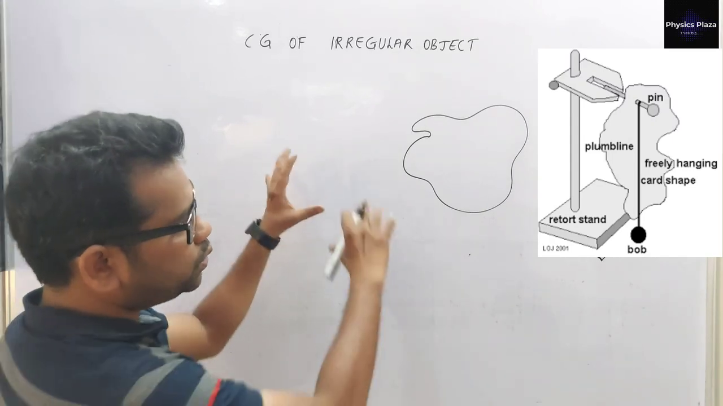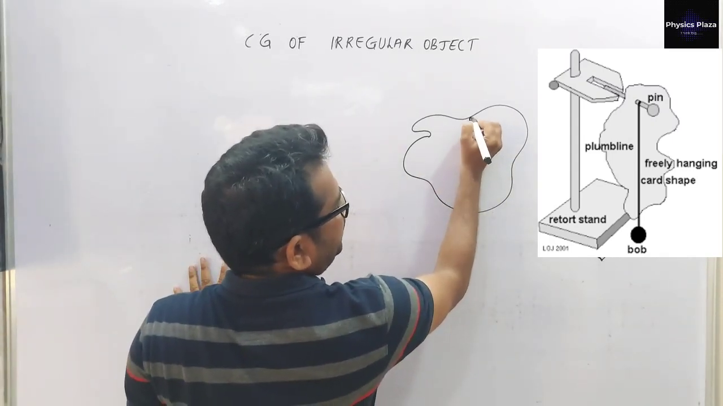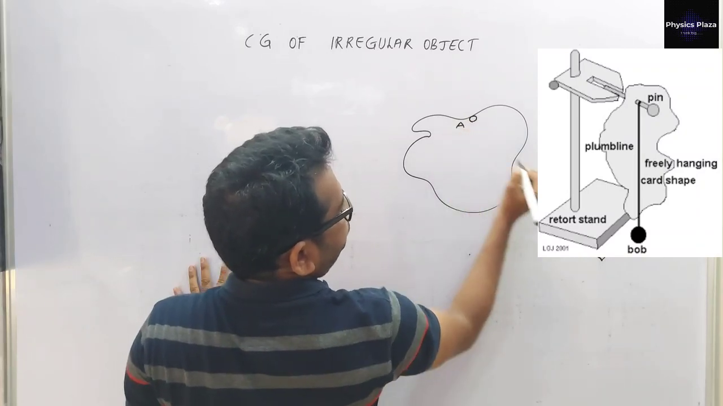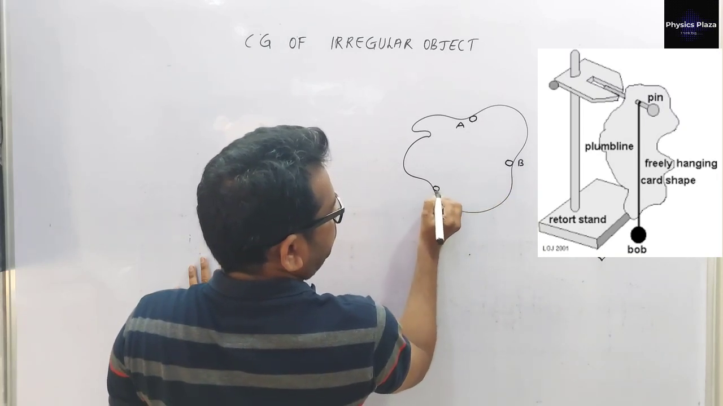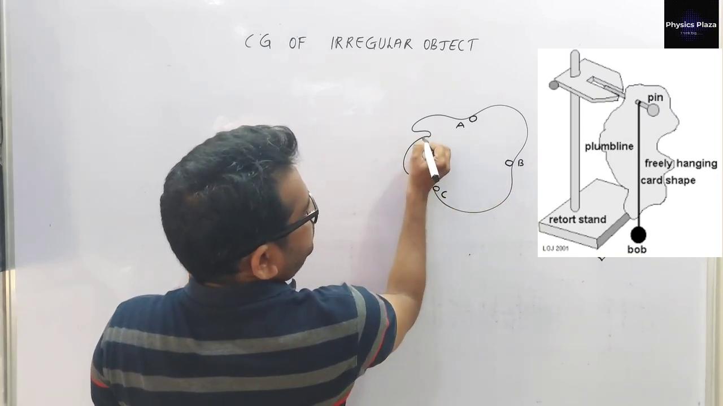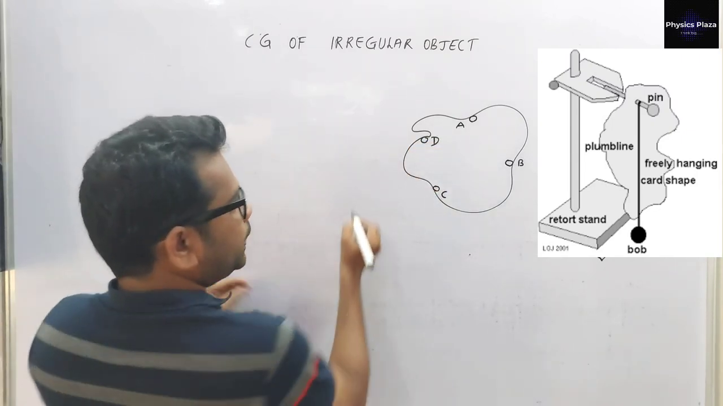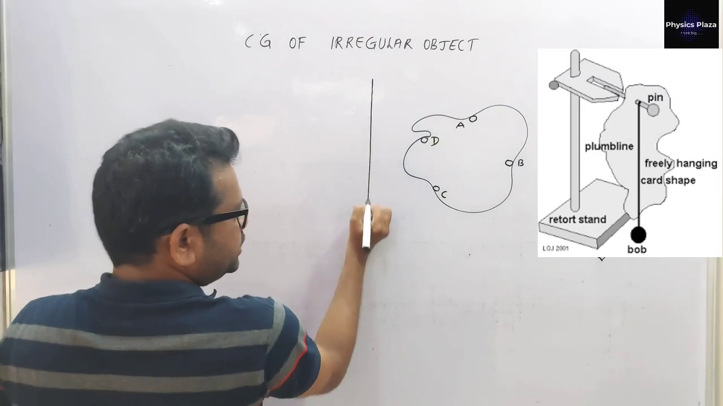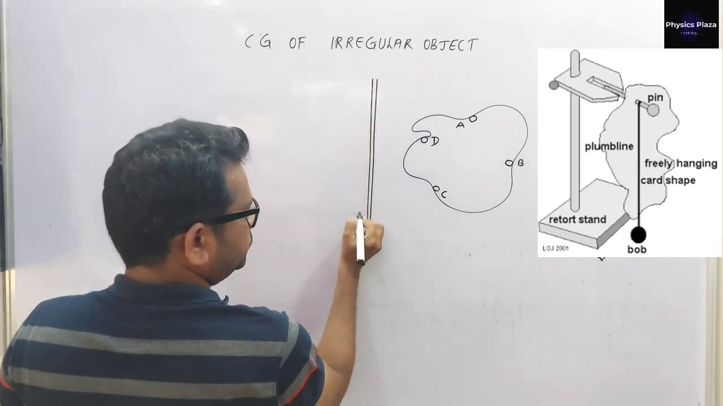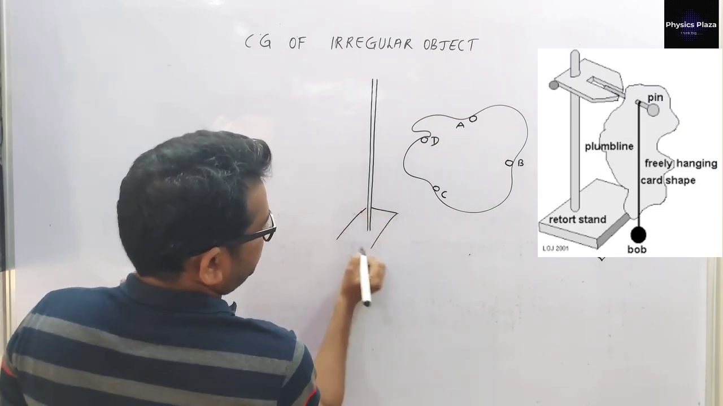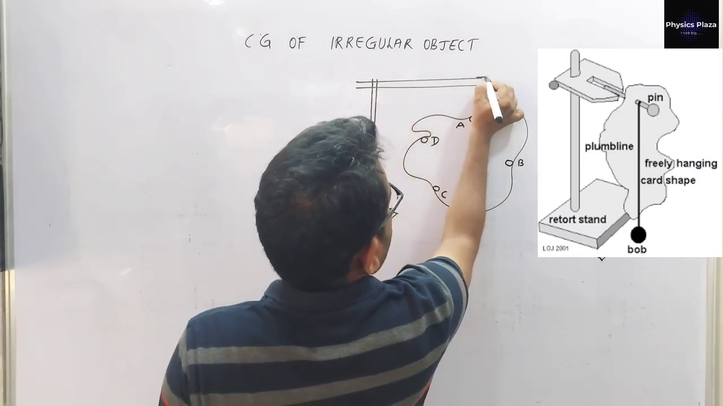Now suppose, children, what we have to do, look here. You can randomly make some holes. Let us say it's hole A, hole B, hole C, and somewhere hole D. It's up to you. Now let us take one retort stand, children. Here is a retort stand.